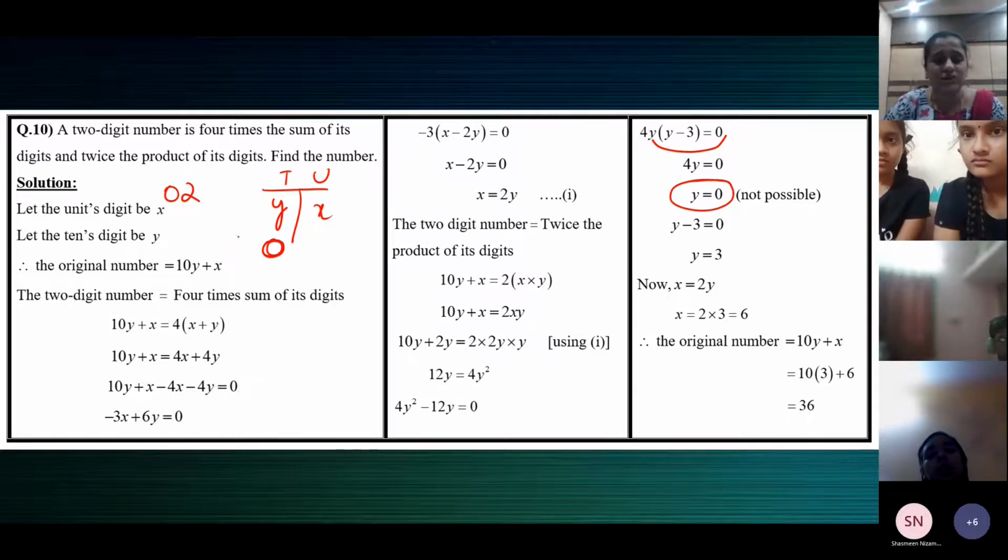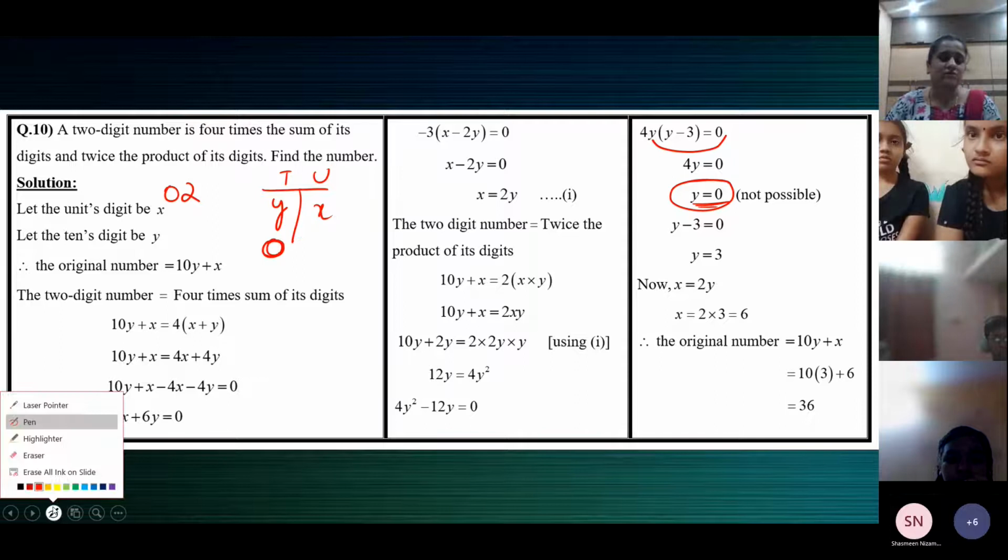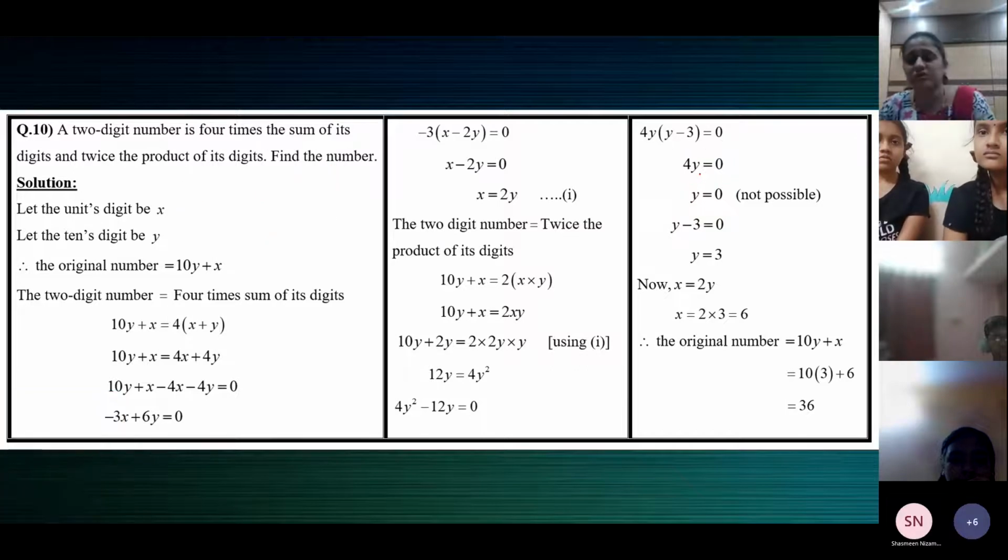If it's a 2-digit number, it's essential that the tens digit is not 0. So this is not possible. y is equal to 0 is not possible because y is the digit in the tens place, and if the tens place is 0, the number will not be a 2-digit number. So we reject this. y equal to 0 is not possible.